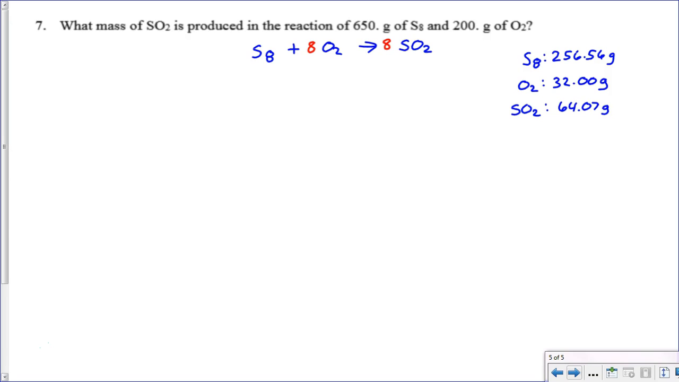Okay, now we're going to do our 2 stoichiometry problems. On the first one, I'll start off here. It doesn't matter which one we do first, but I'll do 650, and that point means it's 3 sig figs, so 650. grams of S8. And then we're going to go from grams to moles for S8, so we use the molar mass. There's 256.56 grams of S8 in 1 mole of S8.